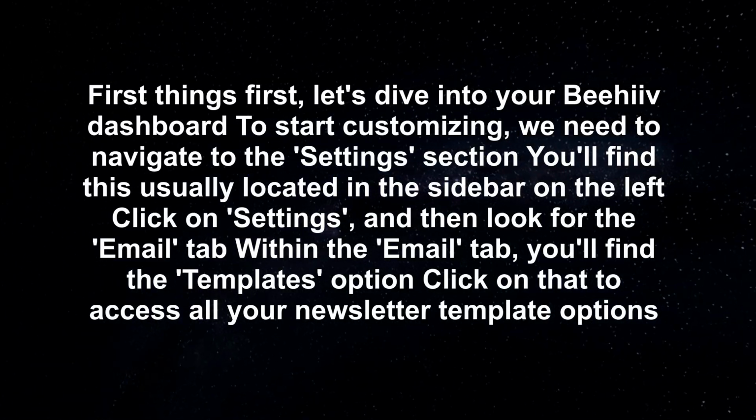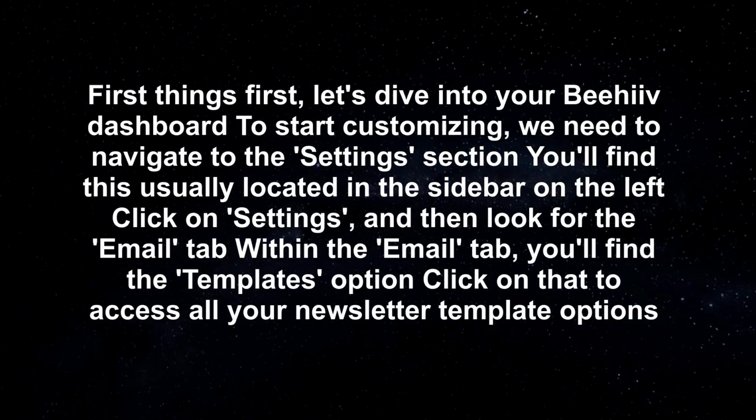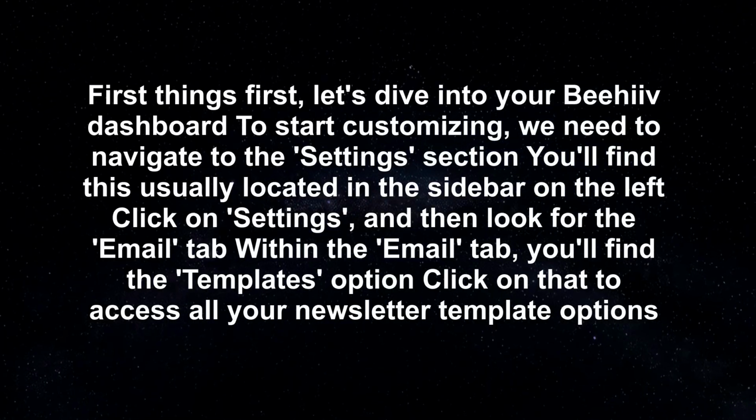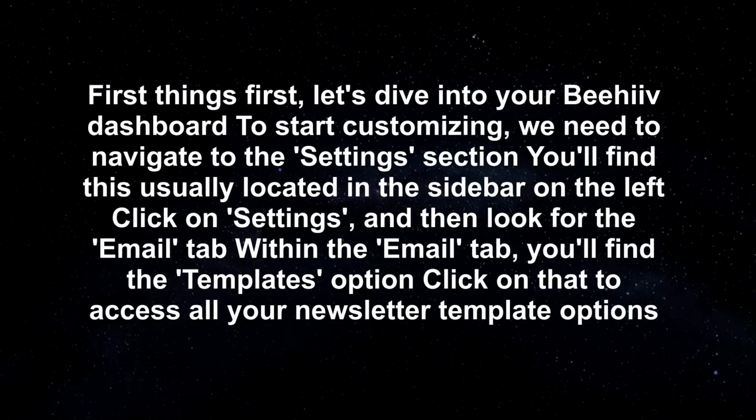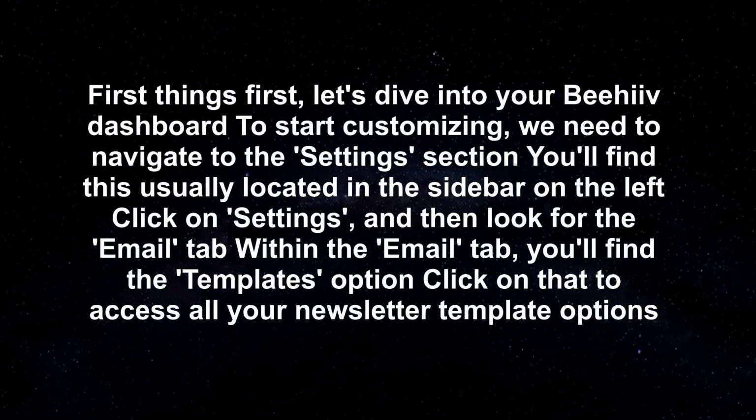We need to navigate to the Settings section. You'll find this usually located in the sidebar on the left. Click on Settings. And then look for the Email tab. Within the Email tab, you'll find the Templates option. Click on that to access all your newsletter template options.